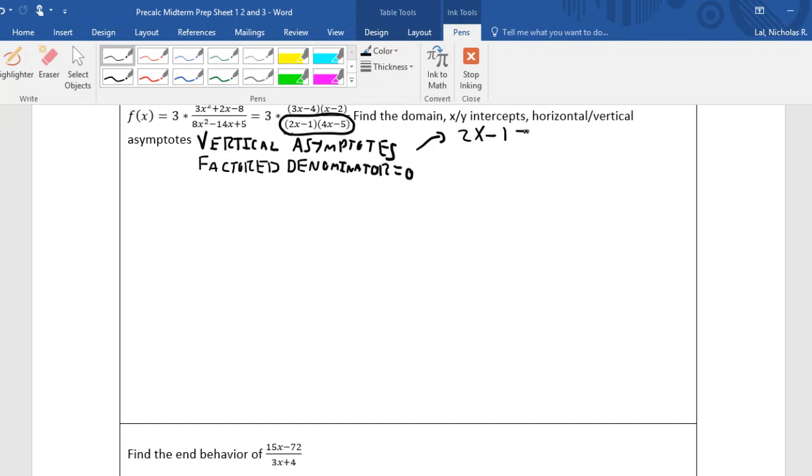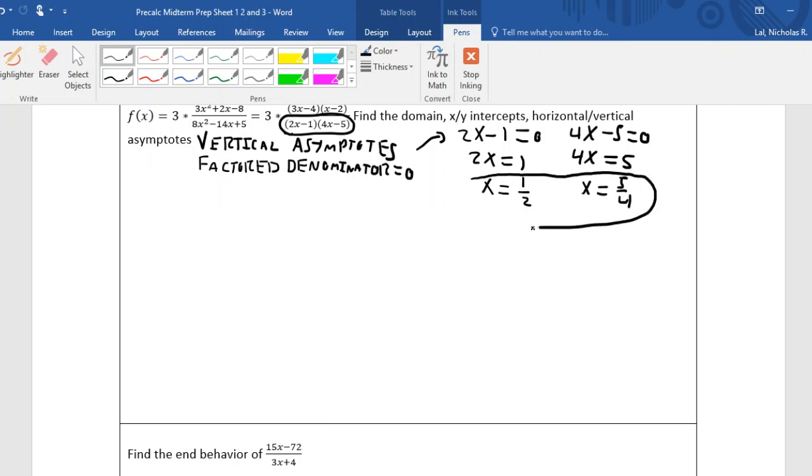2x minus 1 is equal to 0. 4x minus 5 is equal to 0. So 2x is equal to 1, and 4x is equal to 5. x is equal to 1/2. x is equal to 5/4. And these are my vertical asymptotes.